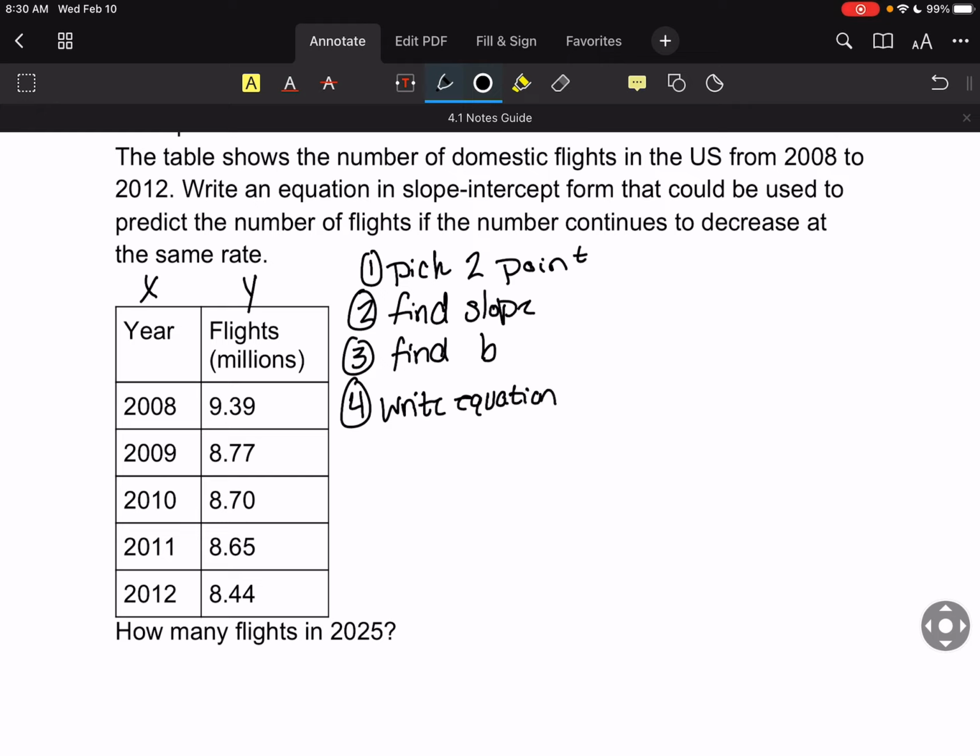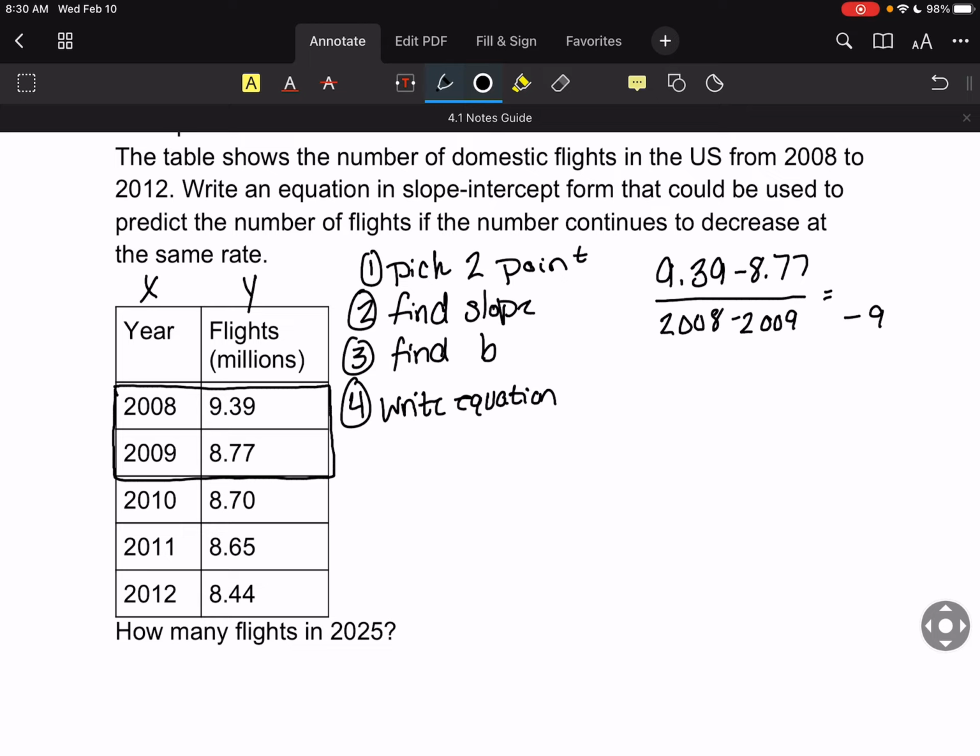Okay, so for the first thing, we have to pick 2 points. It doesn't matter what 2 points. I'm going to pick 2 points side by side. So I'm just going to pick these top 2 points here. So I'm going to do 9.39 minus 8.77 all over 2008 minus 2009. So this is going to be negative 1.